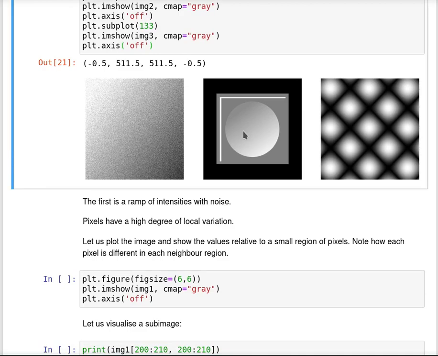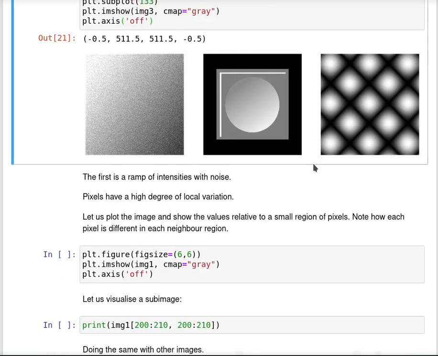The second one has lots of patterns. Some of them are flat, so I don't have any intensity change, for example, here in this gray region. And the third one has a smooth transition between intensity values. It starts at 0 here, and then it goes up to 255 and then goes down again to 0.